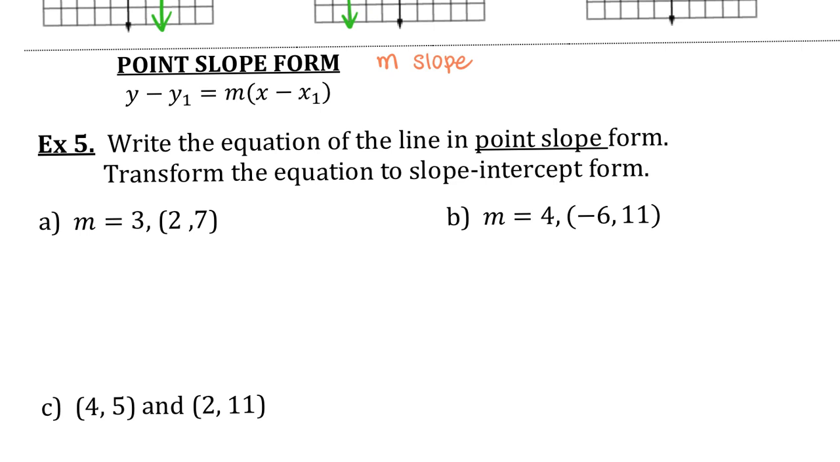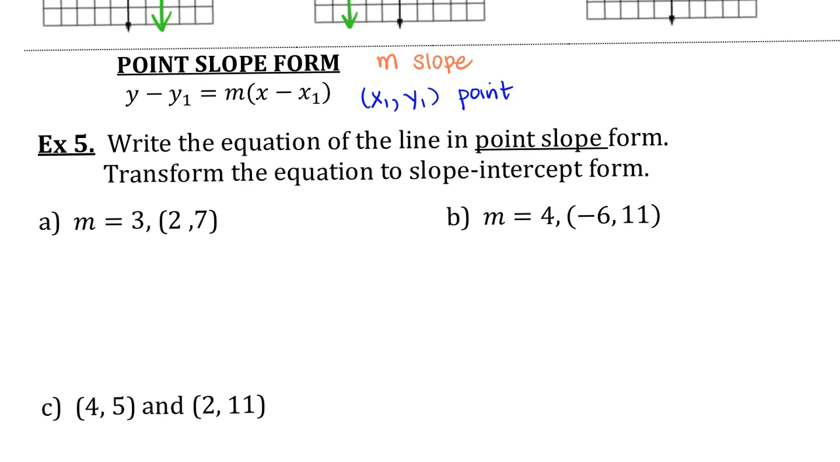Now the point is x1, y1, and it's a random point. It does not have to be an intercept. So we're going to write the equation in point-slope form. It's going to look like this. Afterwards, we are going to transform it to slope-intercept form just to practice that process.